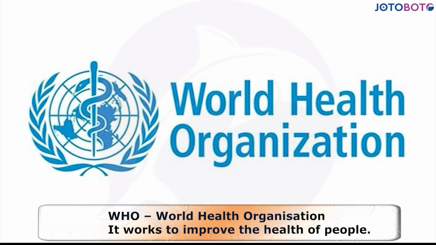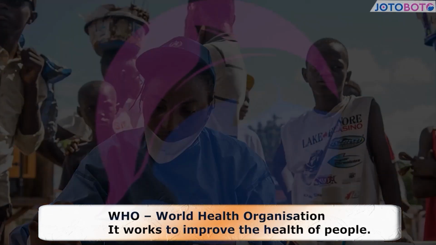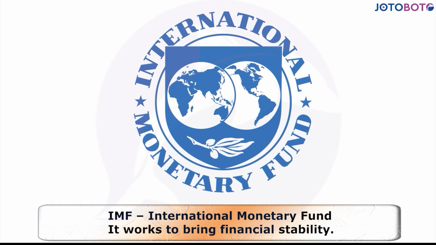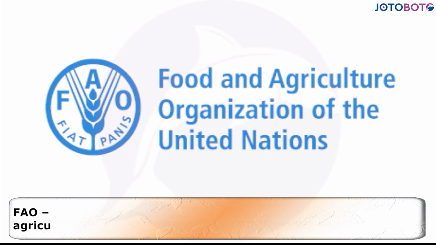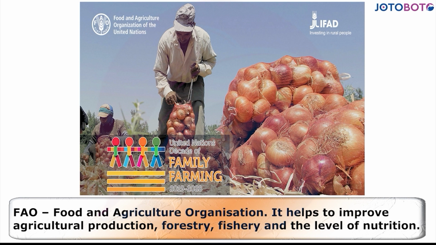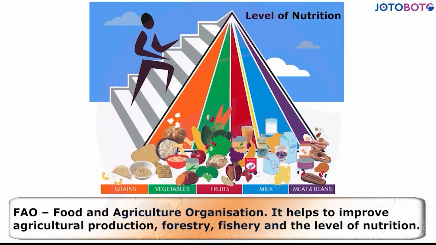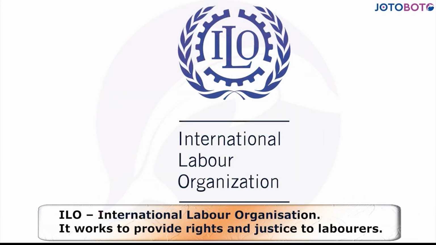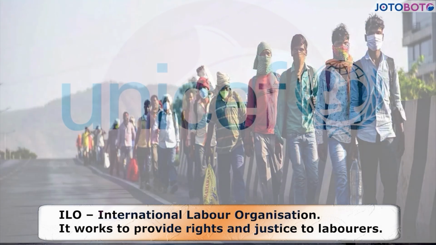WHO, World Health Organization. It works to improve the health of the people. IMF, International Monetary Fund. It works to bring financial stability. FAO, Food and Agriculture Organization. It helps to improve agriculture production, forestry, fishery, and the level of nutrition. ILO, International Labour Organization. It works to provide rights and justice for laborers.